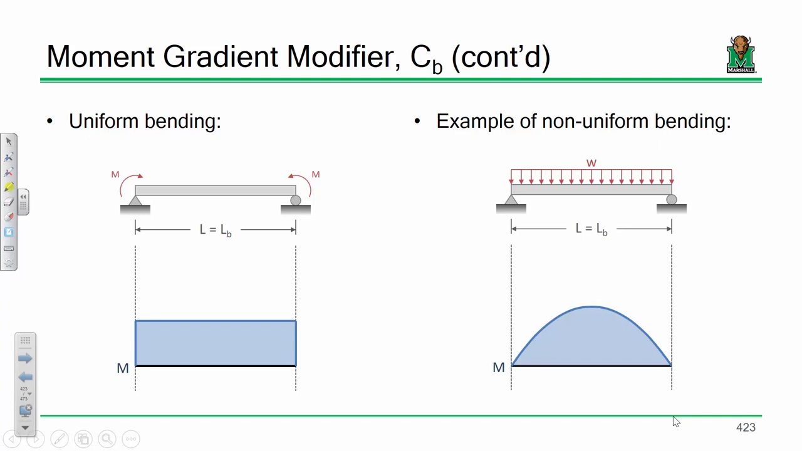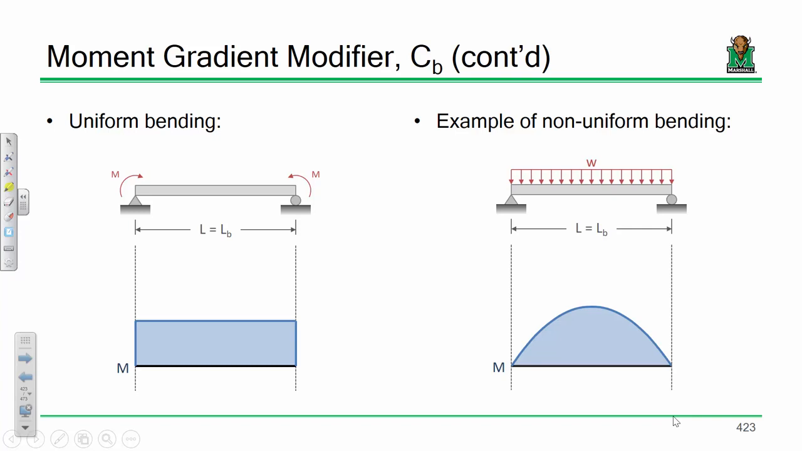Well, if I take a beam, let's take the case on the left. If I take a beam and I twist it at the ends, this is what the moment diagram looks like, right? In order to buckle that beam, I have to reach that critical buckling stress everywhere. However, over here, I don't have to buckle the entire beam. I only have to hit that critical buckling stress right here at the top, or right here at the middle. So I propose that not using C sub B unfairly penalizes a beam.